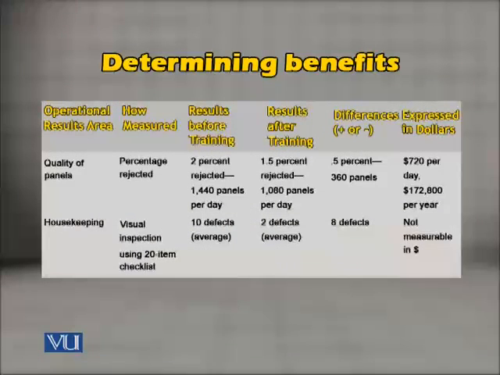Then the second thing was housekeeping, that the finished panels, they were not stacked appropriately. Uske liye, they measured it through visual inspection using a 20-item checklist. पहले उन्होंने देखा ट्रेनिंग से पहले तो 10 डिफेक्ट्स थे, ट्रेनिंग के बाद 2 डिफेक्ट्स थे. जो इम्प्रूवमेंट हुई है वो 8 डिफेक्ट्स की है, but this is not measurable in dollars. This cannot be converted into dollars.